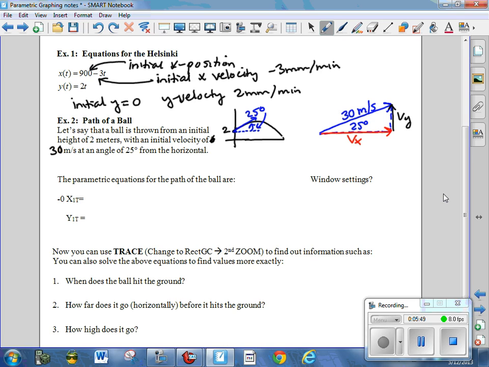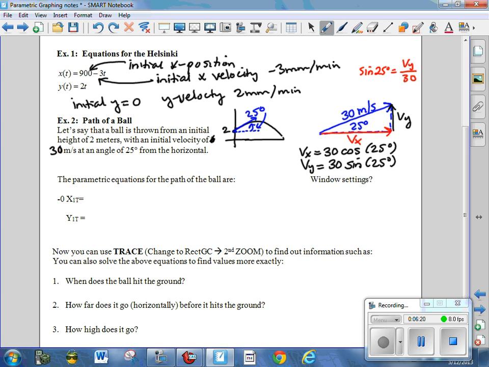I'm just going to write that up here. So, for example, sine of 25 is equal to the velocity in the y direction divided by 30. So 30 sine of 25 is Vy, and 30 cosine of 25 is Vx. So I'm going to write that down here. The initial velocity in the x direction is 30 cosine of 25 degrees, and the initial velocity in the y direction is 30 sine of 25 degrees.